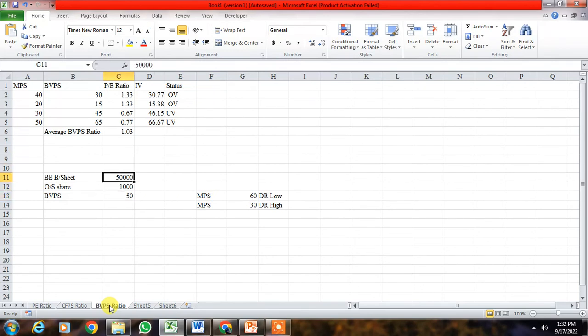So book value per share is also a very important determinant. We use this formula to examine whether the asset is overvalued or undervalued. For example, in this case you can see that the book value per share is 30, while in the market people are paying 40 rupees for it, so it is overvalued in the market.